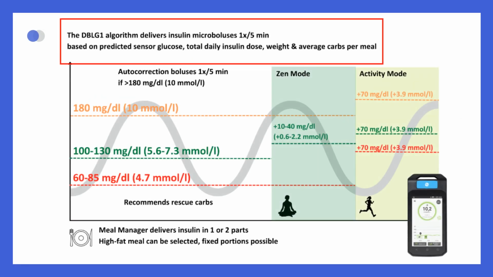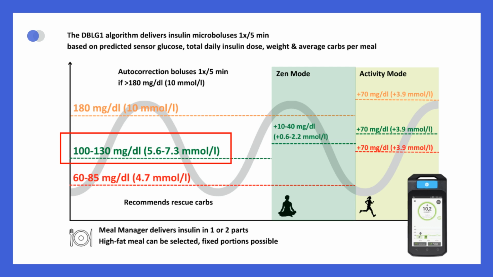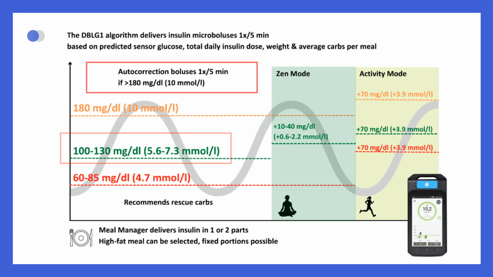The system delivers microboluses of insulin every 5 minutes based on predicted glucose levels, the set total daily insulin dose, weight, and average number of carbohydrates consumed per meal. During startup, half of the total daily dose of insulin is allocated to basal insulin, while the other half is allocated to meal insulin. The target glucose range can be adjusted between 100 and 130 mg per deciliter, or 5.6 and 7.3 millimol per liter.